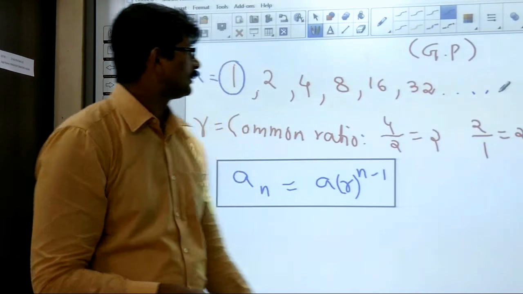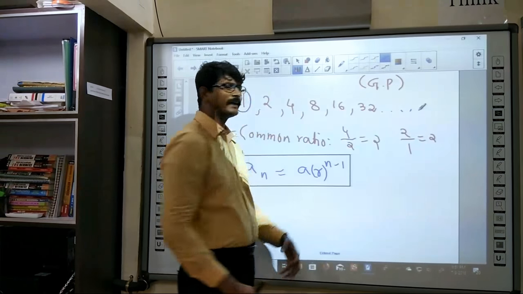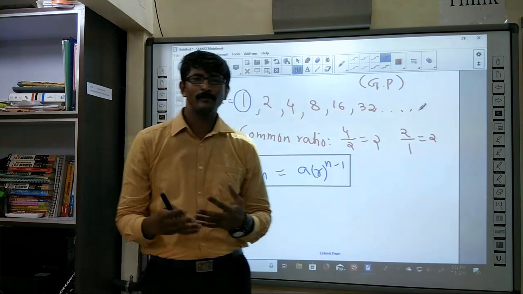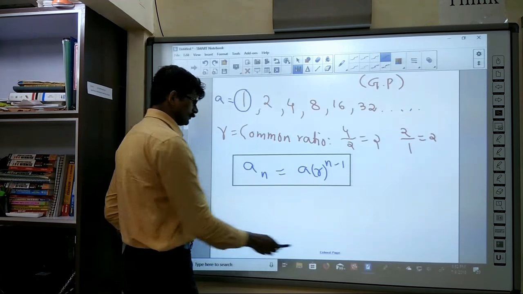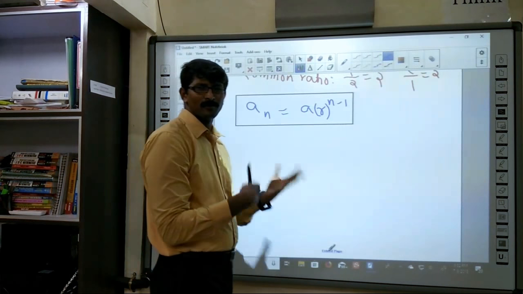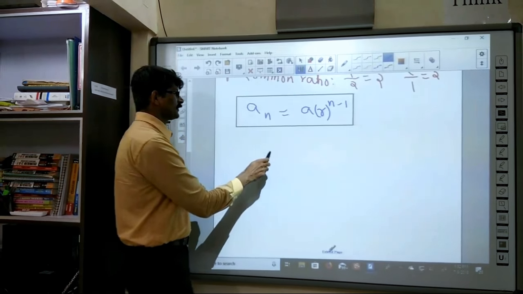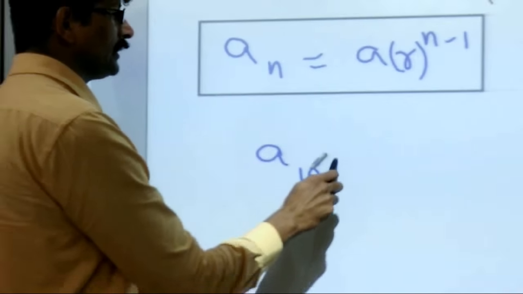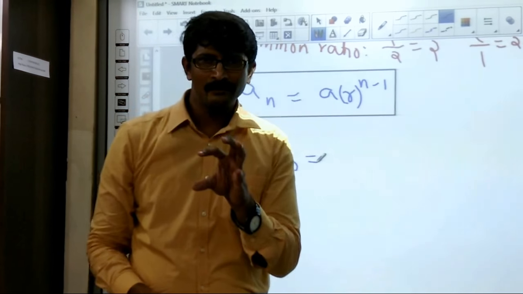So suppose this is the given sequence: 1, 2, 4, 8, 16, 32. And in case we have to find what would be the 10th term of the series, or the 10th term of the sequence, or the 10th term of the progression. This all means the same, just in different language. So suppose I am trying to find a_10. How will I find this a_10?